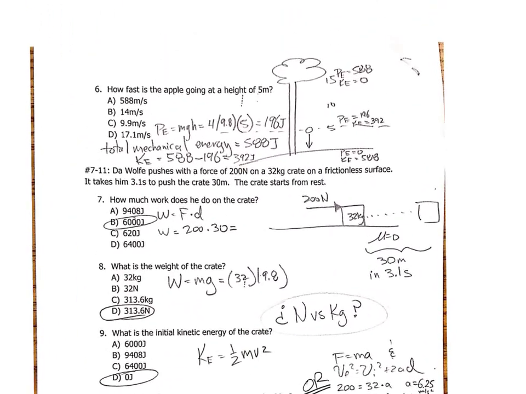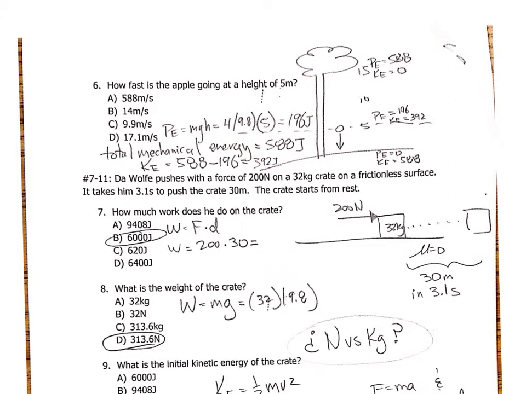Page 2. How fast is the apple going at a height of 5 meters? So this is a different situation. At a height of 5 meters, if it started at 15, it has fallen 10 meters and is 5 meters above the ground. So watch out what you have and where you're plugging them in. Okay, we could say that potential energy is equal to this, which gives us this number of joules.